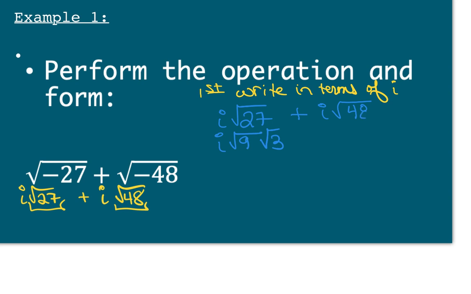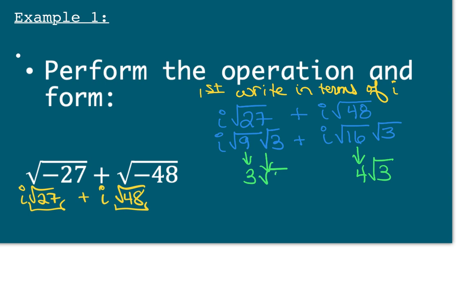I'm going to try to think of the largest perfect square that divides evenly into 48. The largest perfect square that I can think of is 16. If I multiply that times 3, I will get 48. So now I have perfect squares that I can evaluate and simplify. So 9 becomes 3, and 16 becomes 4. I can't take a square root of 3, so I'm just going to bring that down, and I'm going to bring down this square root of 3.